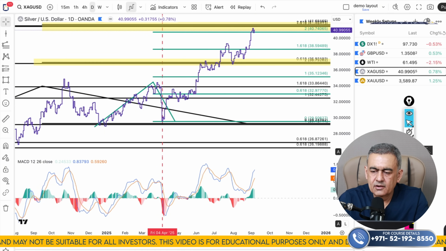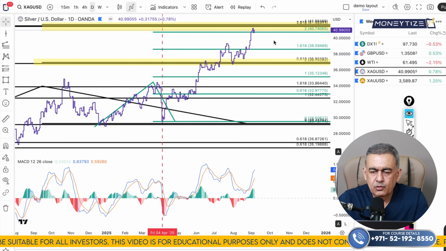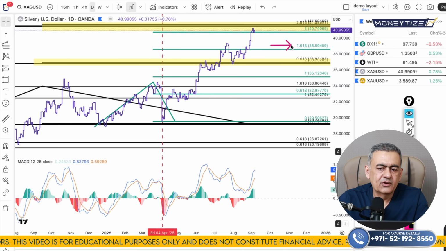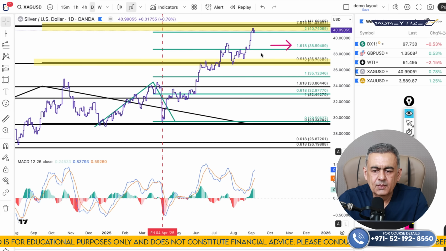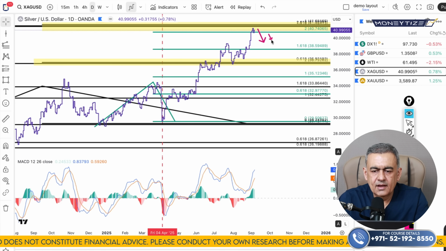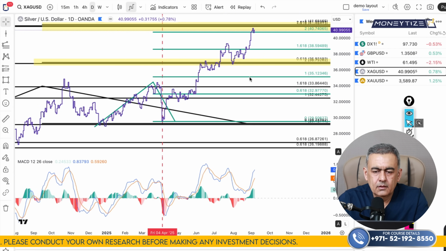So I can expect a short-term pullback here, and the pullback could be towards 38.59. To round it off, we can say 38.60, or a deeper pullback could be towards 36.92, and the pullback is to be taken as an opportunity to buy, because I do not see completion of divergence here.